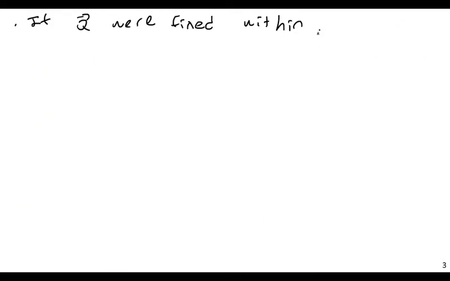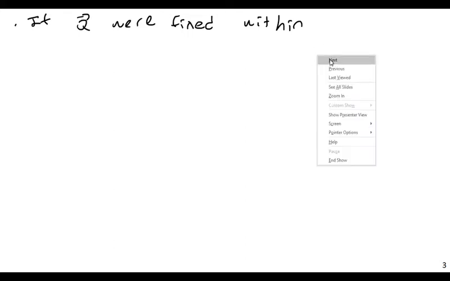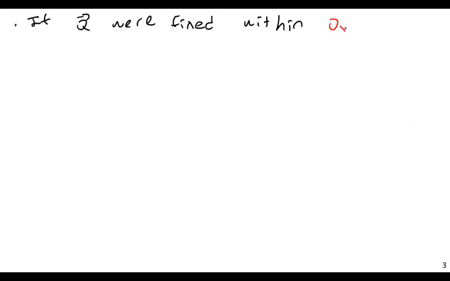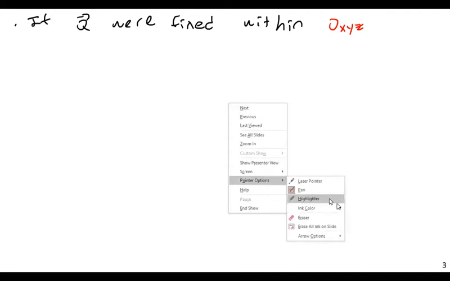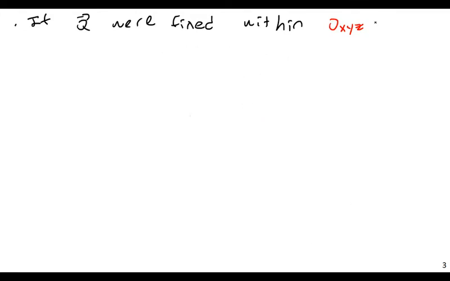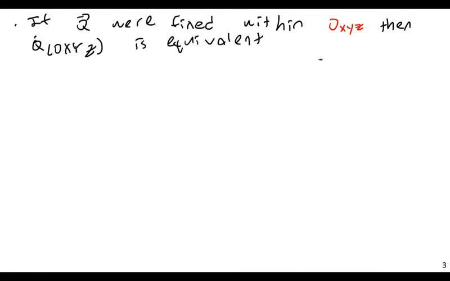If Q were fixed within OXYZ, then I'm trying to use red whenever I'm referring to the rotating reference frame to be consistent. Then Q dot OXYZ, again referring to the global, stationary reference frame, is equivalent to the velocity of a point in a rigid body attached to OXYZ.